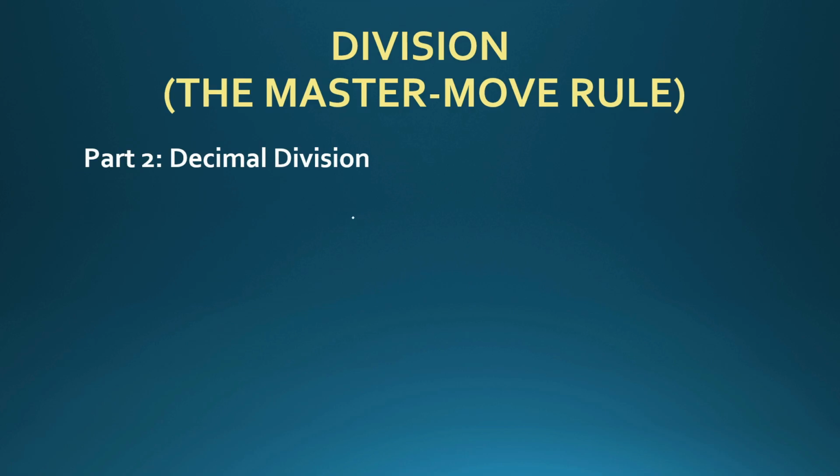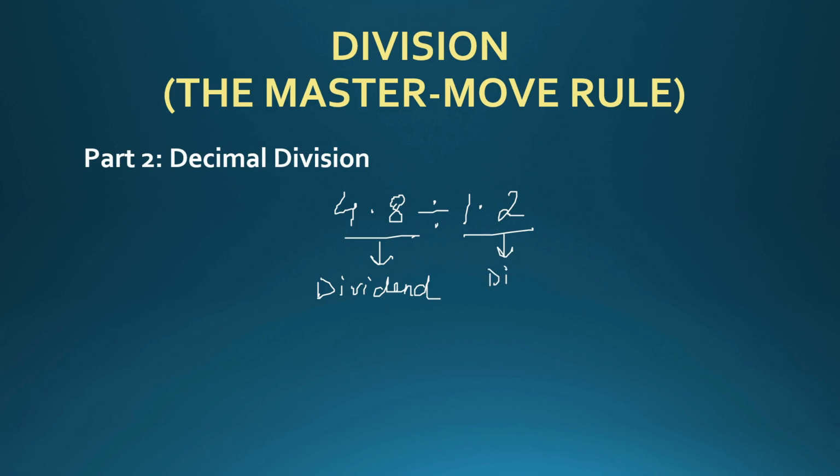Division is a little different, but still a one move trick. Let's take an example of 4.8 divided by 1.2. So here 4.8 is your dividend and 1.2 is the divisor. Now again, we are going to simply take the numbers as whole numbers, which is 48 divided by 12.